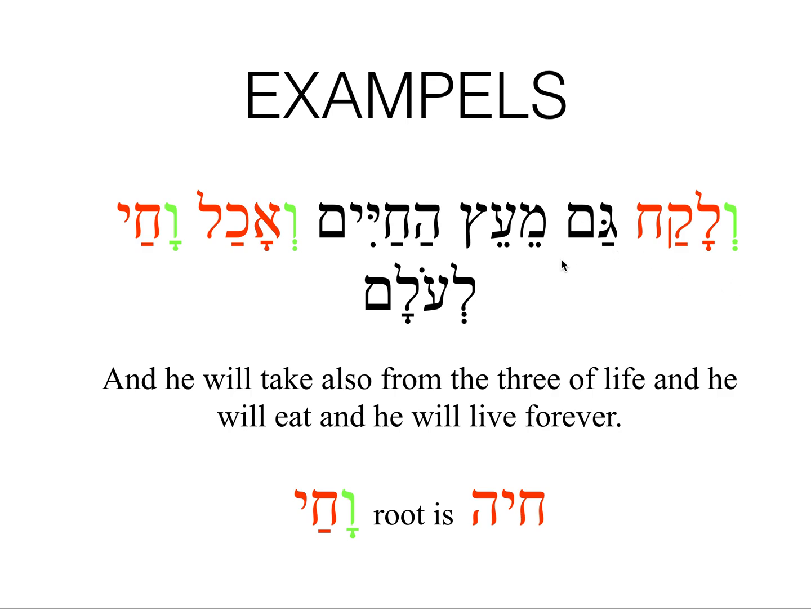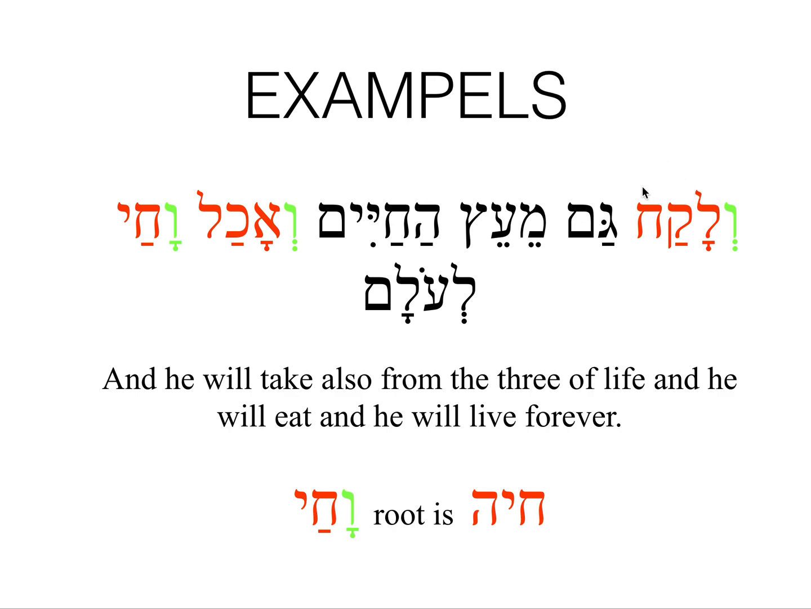ולקחה גם מעץ החיים ואכל וחי לעולם. So we have three verbs here. The parsing is the same for all of them. The first two are regular. The last one is irregular. Notice here on the bottom, I actually gave you the root. It's from chaya, and the final he dropped, and you don't have to worry right now why. You just need to know it is from chaya, it is kal, and the parsing is the same as the other two. So here's the parsing.